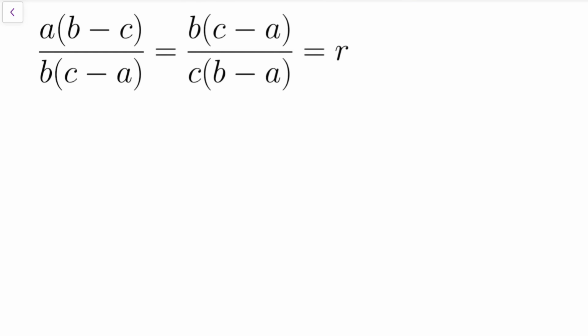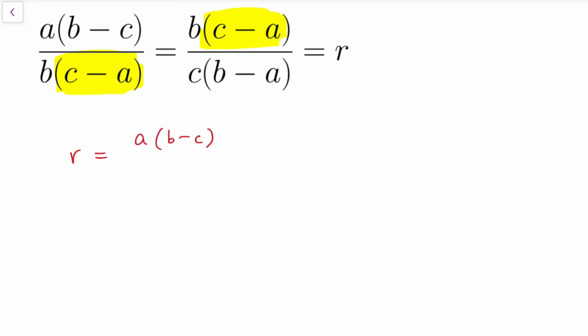All we know about r at this point is that it equals these two fractions about a, b, and c. So all we can do is focus on these two fractions. Now, for these two fractions, we can find one thing in common: they both contain c minus a, but one is at the denominator and the other is at the numerator.